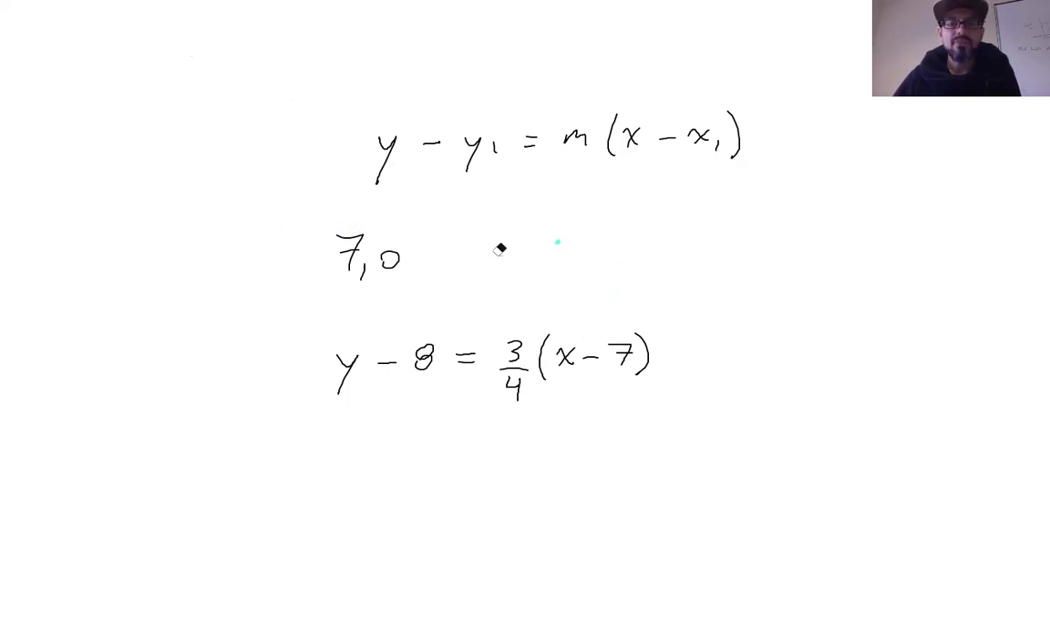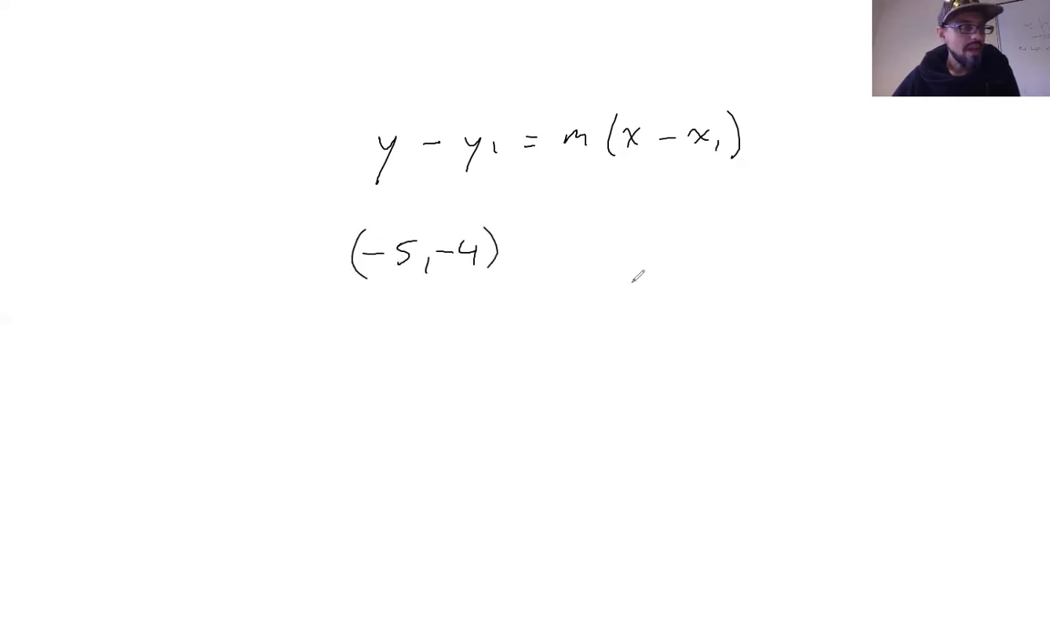Let's do another example to illustrate. Say we have the point (-5, -4), and the slope is 6. If you want, you can pause the video right now and give this a shot. But I'm going to go ahead with the answer for people that want to know. It's going to be y, opposite sign, +4, equals 6, open bracket, x, +5. There it is. The point slope formula of the line, there's the equation of the line.